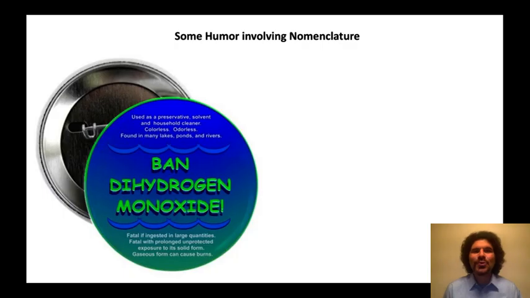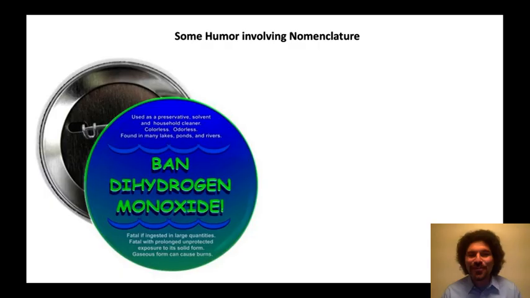Okay, and that leads me into a little bit of humor involving nomenclature. So if you were to do a Google search on dihydrogen monoxide, you will get lots and lots of different hits. And this is just an example of something you can find on the internet. It's a button to ban dihydrogen monoxide because it is used as a preservative, solvent, and household cleaner. It is colorless, odorless. It is found in many lakes, ponds, and rivers. It is fatal if ingested in large quantities. Fatal with prolonged unprotected exposure to its solid form.